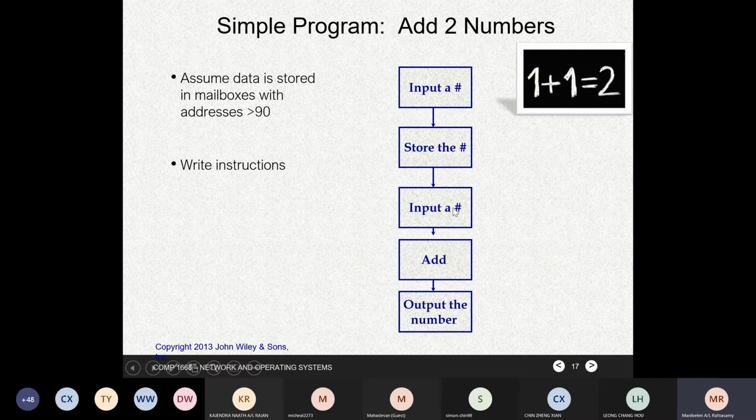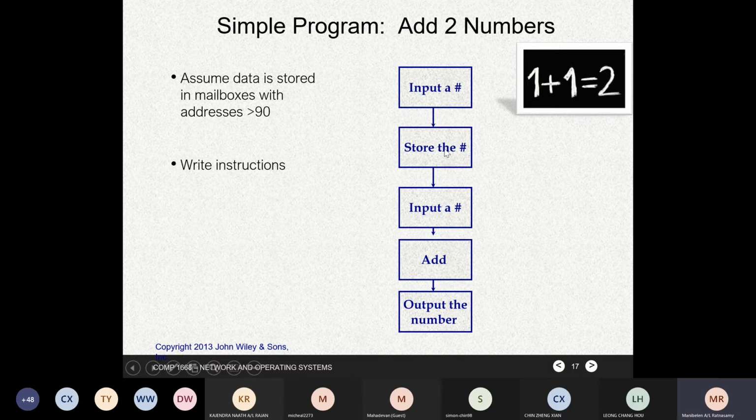Input, why do they use A and A? Because they use 1 and 1. If you use 1 and 2, then you can say A and B. But here they use the same number. Input 1, store. Input another number, same number A, which is 1 in this case. And then what is the operation? Add. So you have two numbers in the mailbox. The operation code is ADD. And then output the number. So very simple program, isn't it?